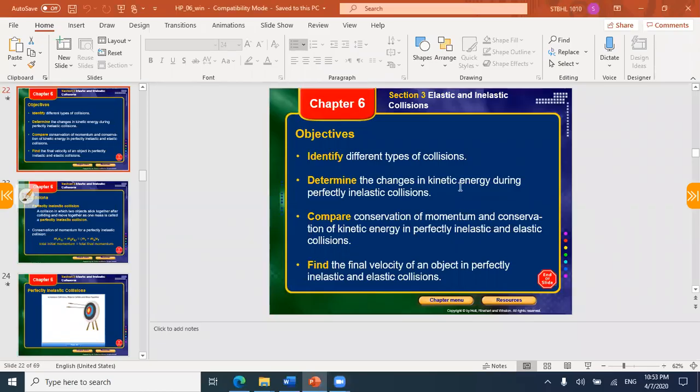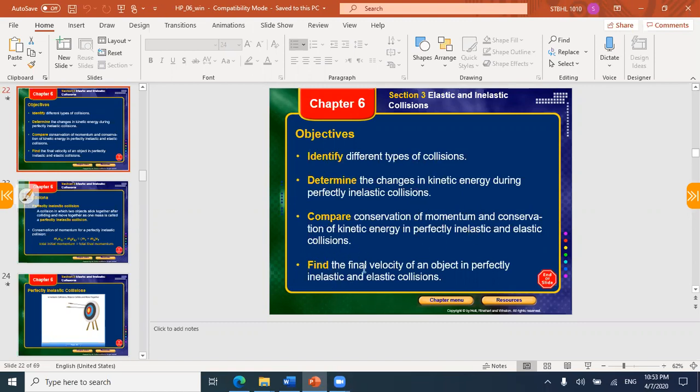This lesson I am going to explain collision, which is lesson 6.3 in your textbook. The objectives of this lesson are these. First, you have to identify the different types of collisions. Second, you have to determine the changes in kinetic energy during perfectly inelastic collisions. Third, you have to compare the conservation of momentum and conservation of kinetic energy in perfectly inelastic and elastic collisions.